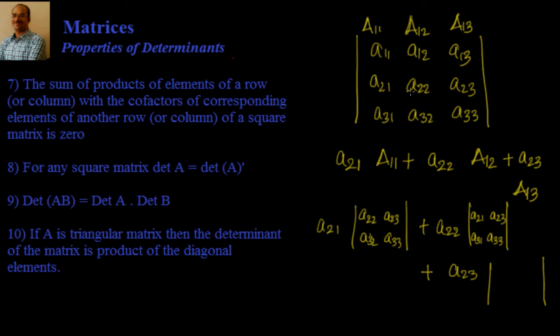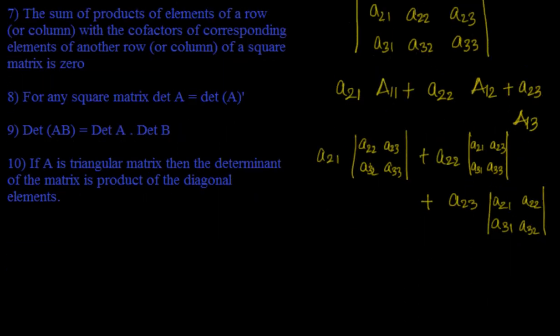Next, what you have? A23. If you go to A23, you have to multiply with the cofactor of the A13 element. That's nothing but equal to the determinant of A21, A22, A31, A32. Okay. Now how does this matrix look?